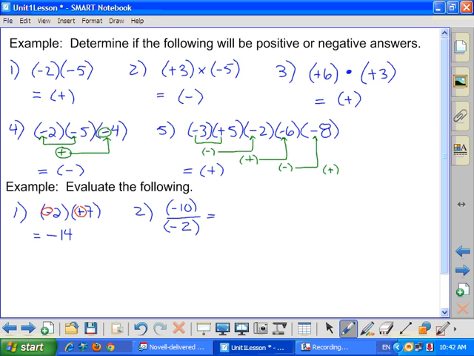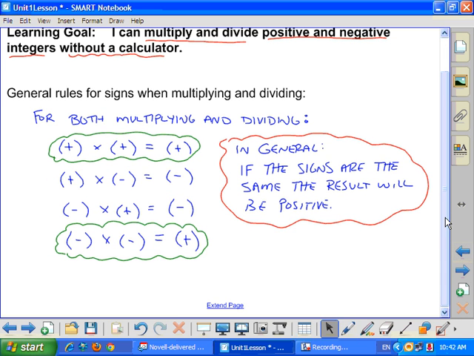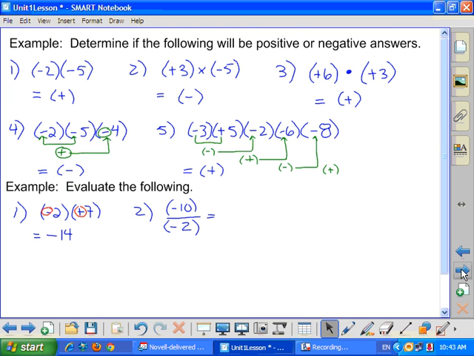Maybe I should go back and just stress here, since I didn't do it, I apologize. Same rule for division. That doesn't change. So here, do your signs first. You have a negative dividing a negative. Signs are the same, so that means my result will be positive. Then you do the number. 10 divided by 2 is 5.